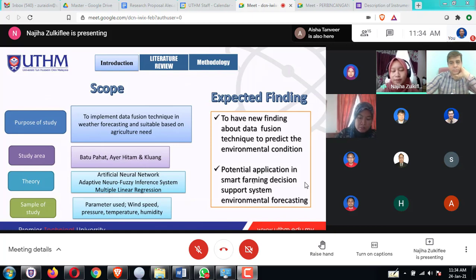This study is expected to have a new finding, which is new finding about data fusion technique to predict the environmental condition and having a potential application in smart farming decision support system, environmental forecasting.